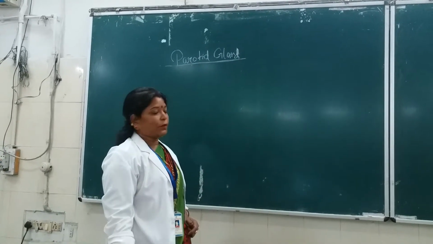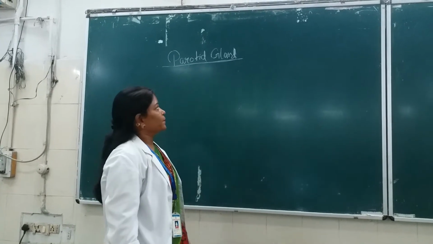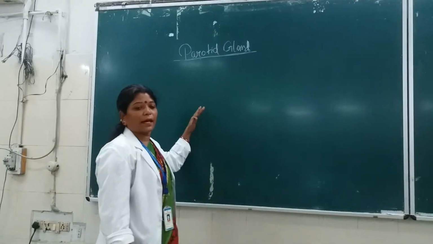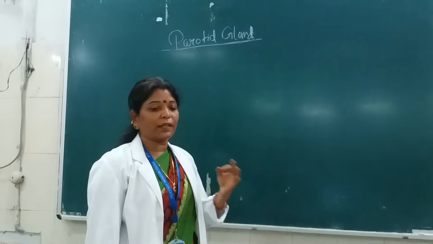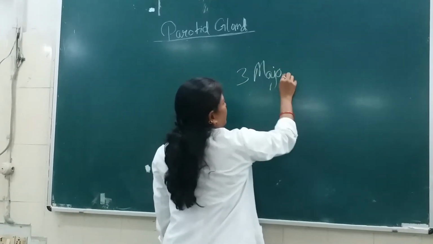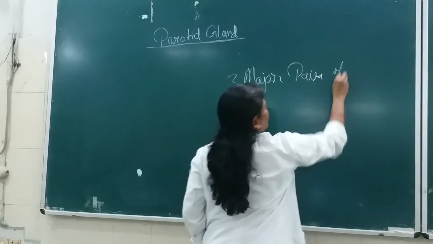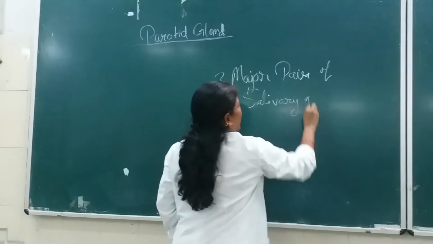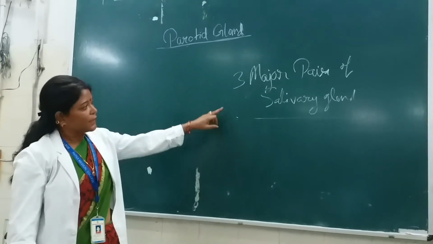From an examination point of view, long questions are asked on this topic, the parotid gland. Full question. So, we all know how many pairs of salivary glands there are in the body. There are 3 major pairs of salivary glands, and the parotid gland is the largest pair of the salivary glands.